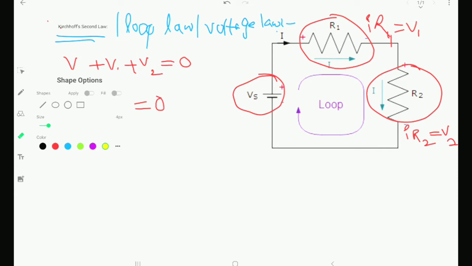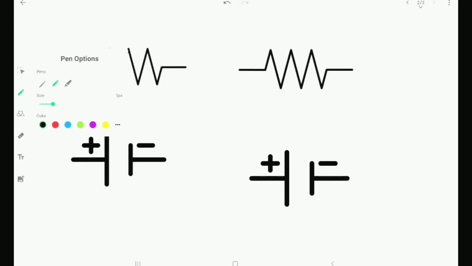The algebraic sum of potential differences in a closed loop equals 0. But we have some conditions to apply this second Kirchhoff law. What are those conditions, or sign conventions, to apply Kirchhoff's second law, or loop law?